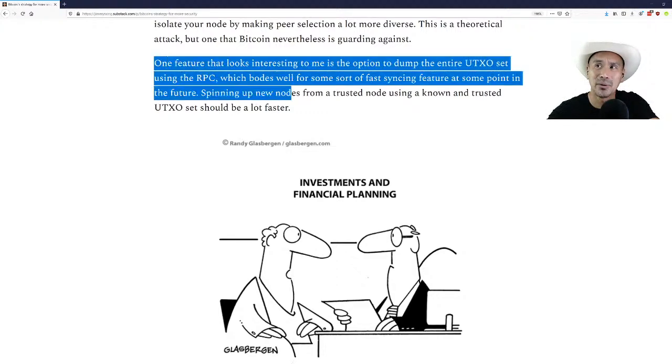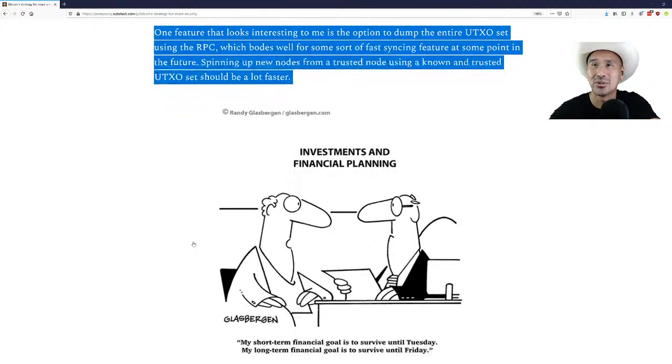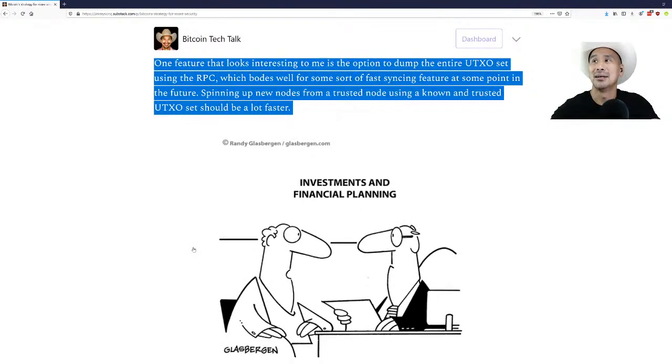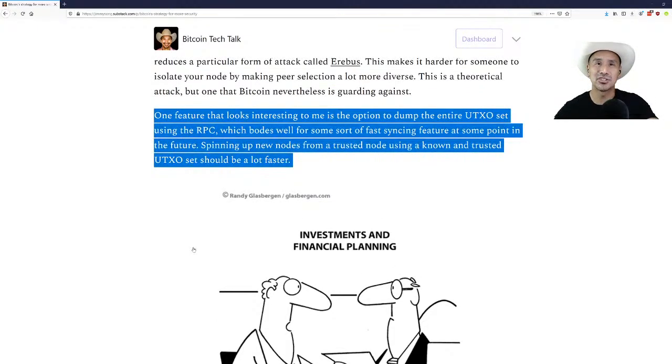The last thing I wanted to point out is that there's an option to dump the entire UTXO set. Hopefully you can leverage this feature to sync Bitcoin a lot more quickly. Part of what takes Bitcoin so long to download or sync isn't necessarily the bandwidth or the download. It's actually the CPU needed to check every single transaction and to create that UTXO set.